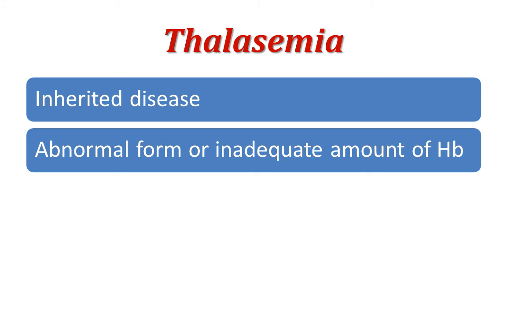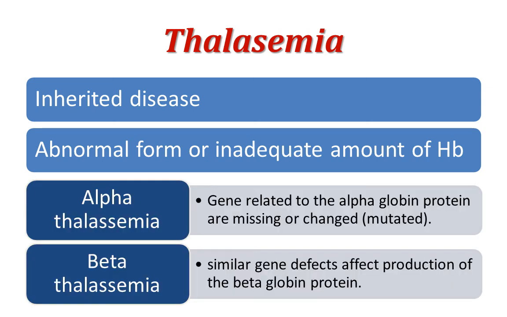The last disease related to the erythrocytes is thalassemia. It is also an inherited genetic disease, and there is abnormal form or inadequate amount of hemoglobin. There are two types of thalassemia, alpha thalassemia and beta thalassemia.